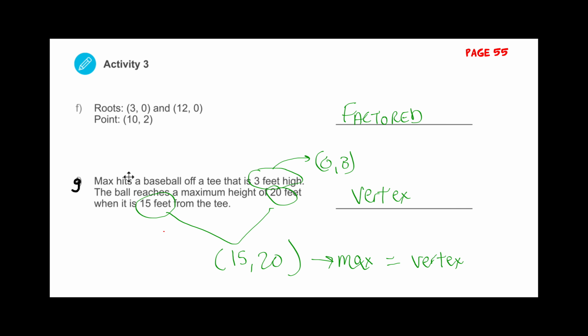And then G's a word problem here. We've got to read it. It says he hits a baseball off a tee that is 3 feet high. So that means we're starting at the point (0, 3). That is ugly. And then the ball reaches a maximum height. So maximum gives me a clue. This is a vertex, right, of 20 feet. That's the y value when it is 15 feet from the tree. So we have x, y. That is a max. It's a vertex, so I would use vertex form in that.